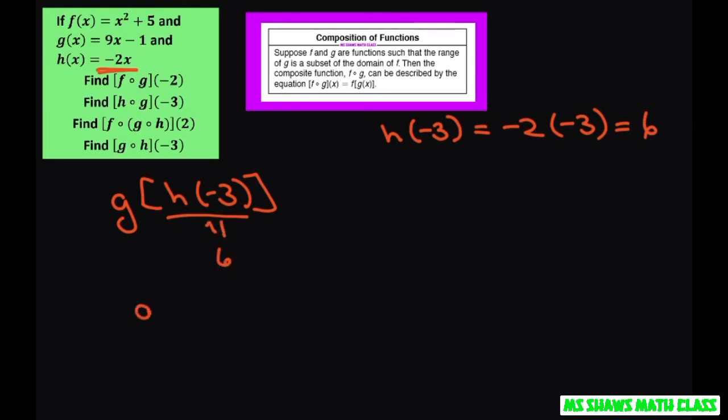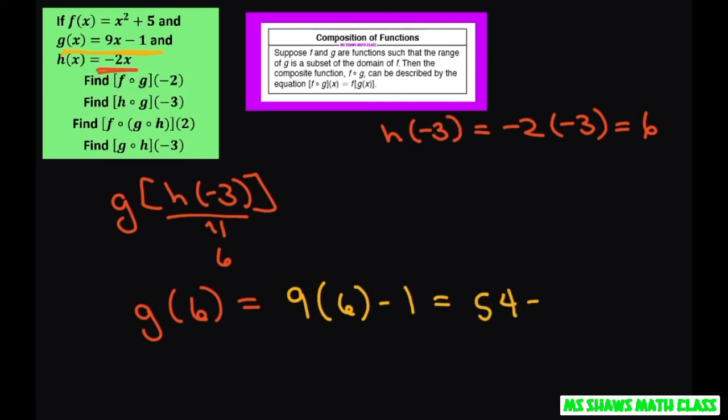Now let's do g of 6, because I'm substituting. So that's going to give you, where's g? g is that one. So it's 9 times 6 minus 1. And that equals 54 minus 1, which equals 53.